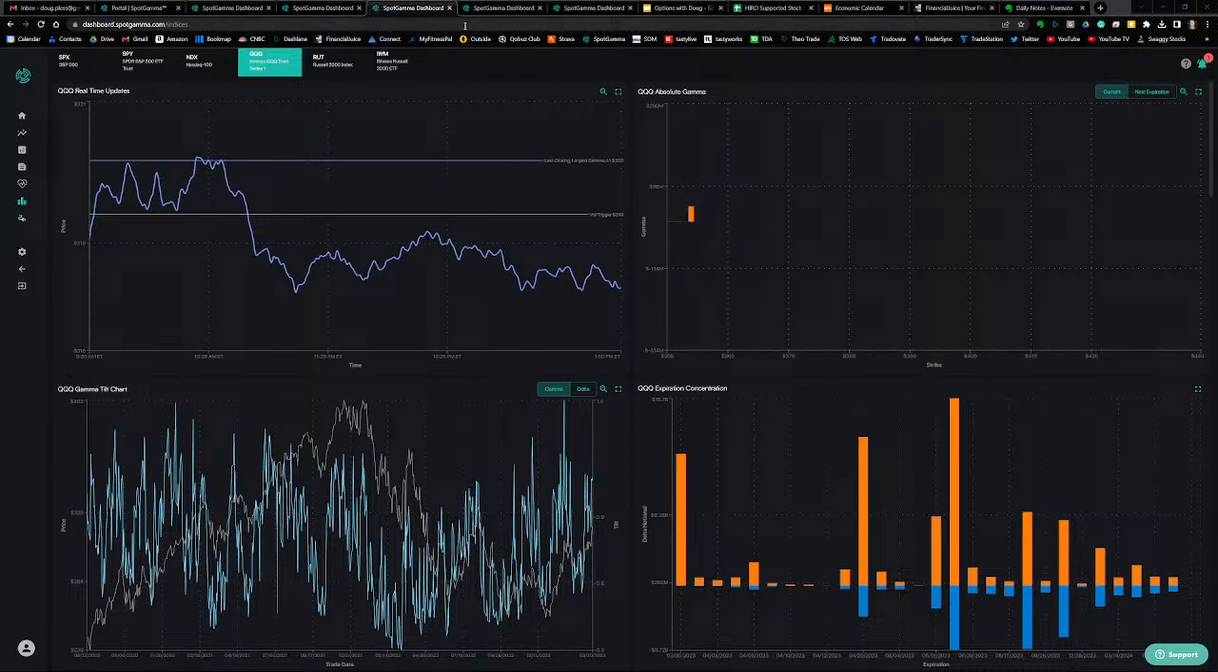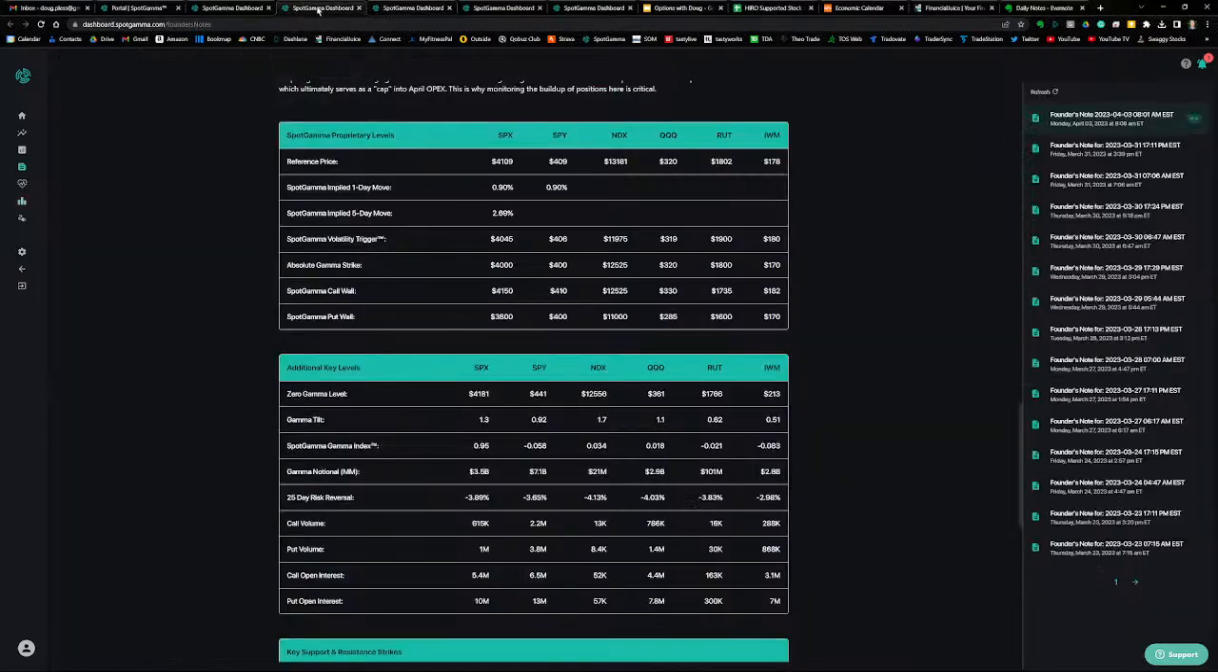All right, so let's take a look at the data now. And let me share it. All right, so this is the right place. So this is the end of the SpotGamma AM Founders Note. And I'm going to look at gamma notional.